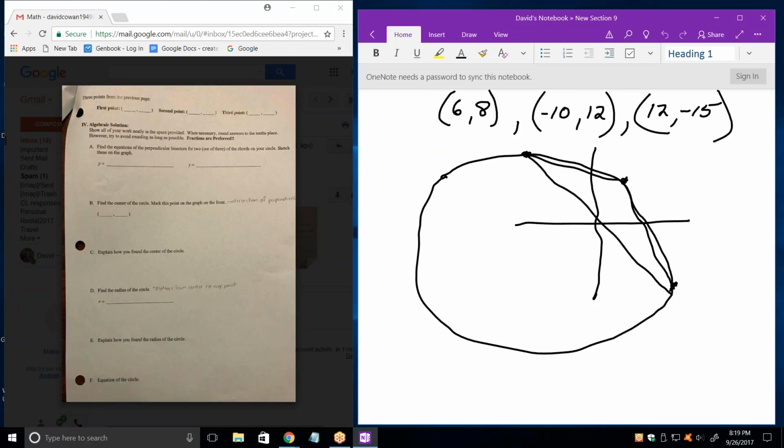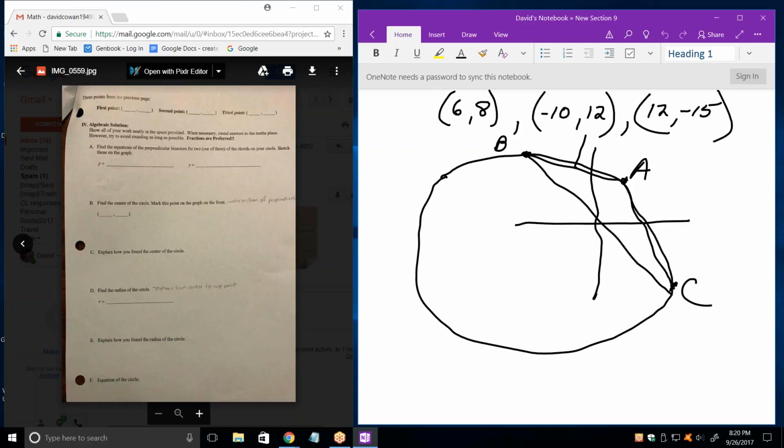Well, to figure out the equation of the perpendicular bisector of a chord, let's take this chord between where I'm pointing here. That chord right there. Let's label it. Let's label our first point A, B, and C. So the chord AB, they want the equation of the perpendicular bisector. Well, the perpendicular bisector is that line right there, perpendicular to the chord AB, and it bisects it.